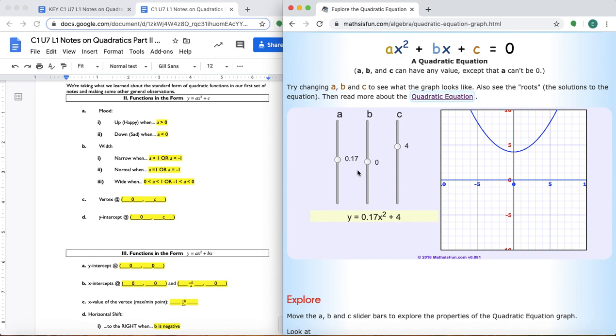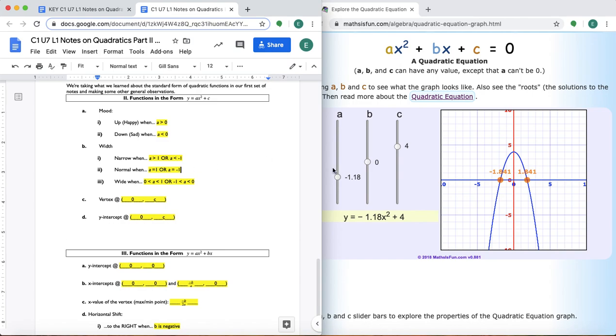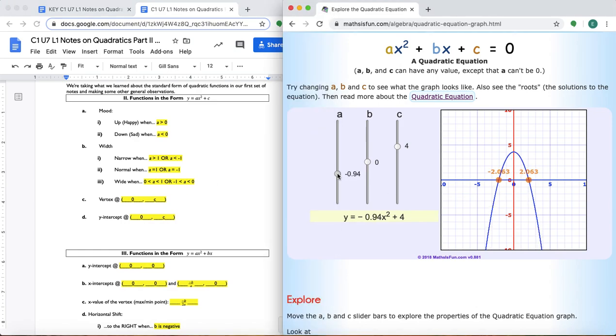The width, same idea. When a is greater than 1 or when a is less than -1, we've got a narrow quadratic. When a equals 1 or -1, that is normal still. That has not changed. Now the same thing will be for when it's considered wide, when it's a negative decimal or when it's a positive decimal.